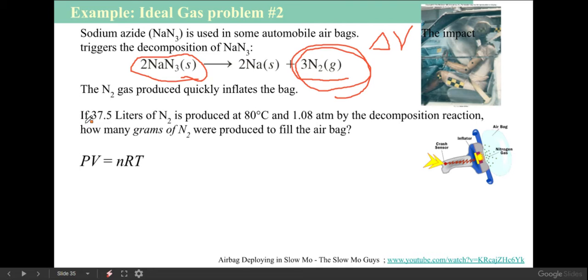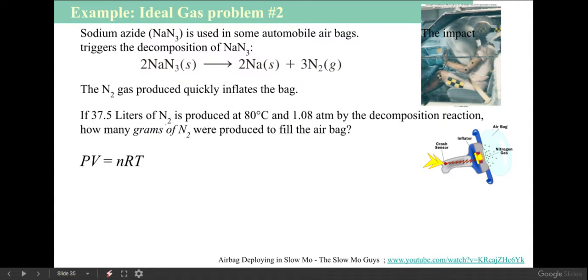So our question says we have 37.5 liters at 80 degrees Celsius at 1.08 atmospheres. How many grams of nitrogen would this be? So we got temperature, we have pressure, we have volume. R is a constant. The only thing we don't know is n. And again, I want you to know that n and grams are not the same. But it's the direction we're going to have to take.